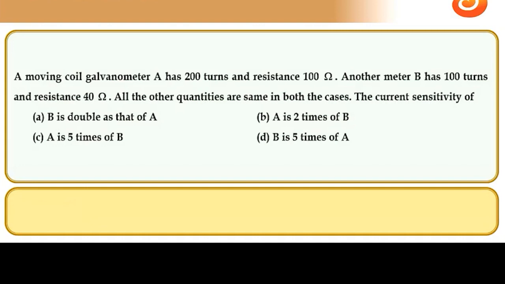Example 8. A moving coil galvanometer A has 200 turns and a resistance of 100 ohm. Another meter B has 100 turns and a resistance of 40 ohm. All the other quantities are same in both the cases. The current sensitivity. Okay. Current sensitivity is given by theta divided by I. That is nothing but NAB divided by C.